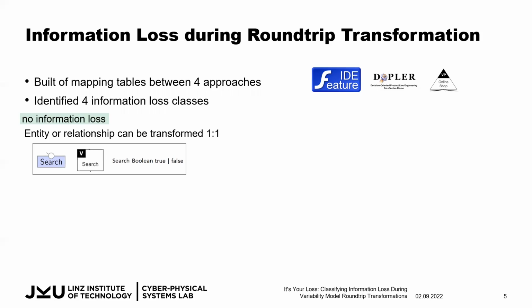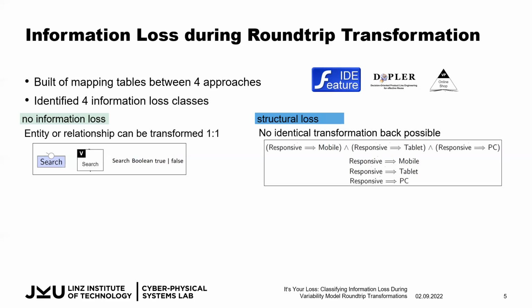the good one, where we can use an entity like a feature or a decision or any relationship, a constraint, a rule, can be transformed one by one to this different approach, like a decision to a feature or a feature to a constraint to a rule, without losing any information, because they have the same configurability, they have the same purpose. Like an optional feature is transformed to a Boolean decision in this other language.